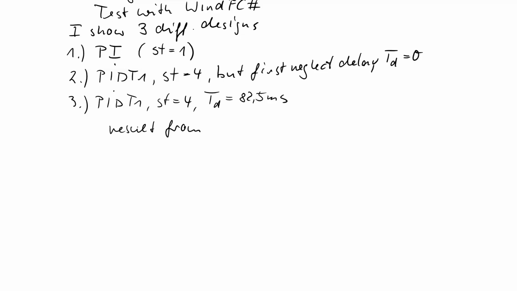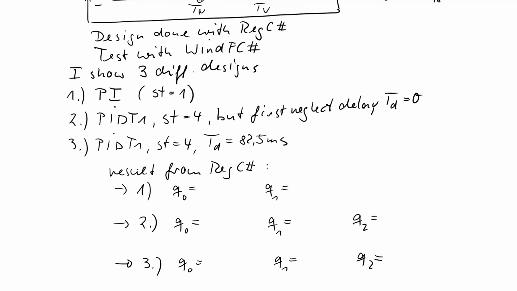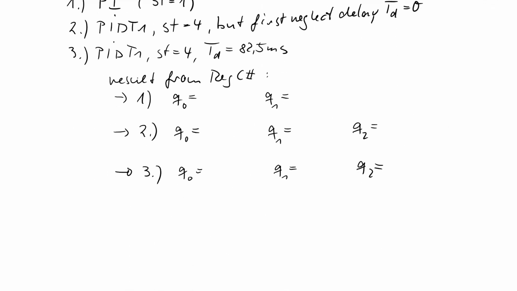Result from Regc. 1, we get a Q0 and a Q1. 2, we get 3 Qs and Q2, and finally we get a third design with also 3 Qs, so that this is the resulting table, I will say, for all 3 designs. I start Regc, try to find out these values, show you how to get these values. Then I have to copy these values into my design program WinDF C#, and then run all 3 loops, and you will see the results then after some minutes.